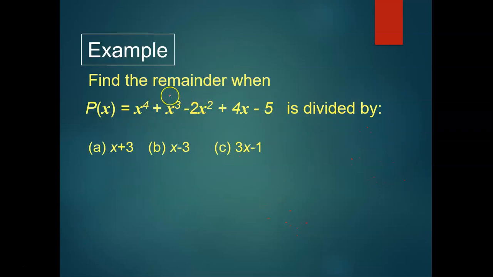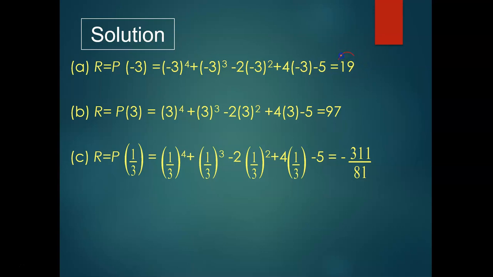Okay, let's look at the example. Find the remainder when p(x) is divided by these three linear factors. So what is the value that you need to substitute? x plus 3 equals 0, then you substitute x equals negative 3 inside p(x). Then you find the value, p(negative 3). The second one is p(3), and the third one is p(1 over 3). So this is the remainder, this is the remainder, this is also the remainder.